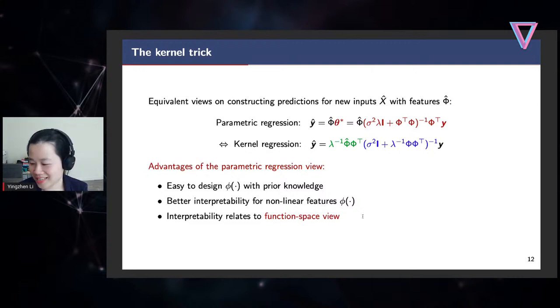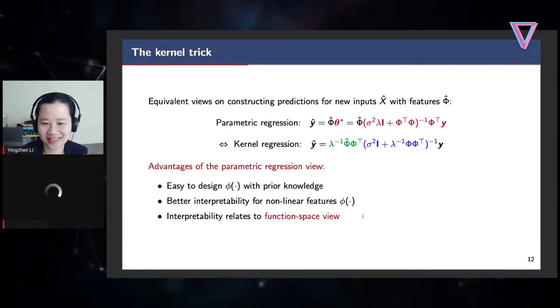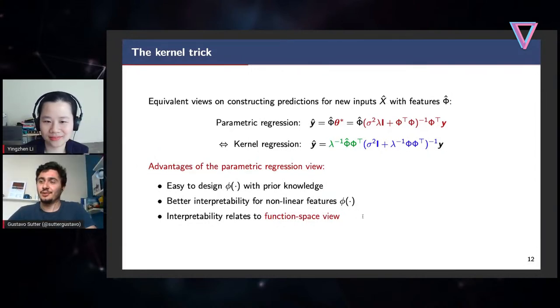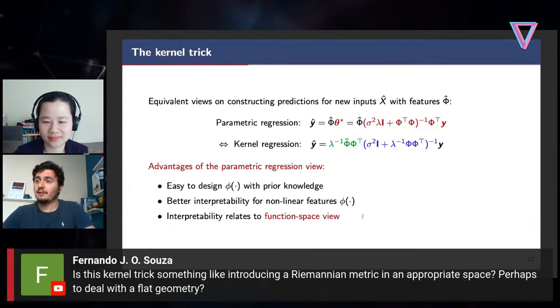Okay, so I guess I can also stop again to answer the questions. Okay, great. Two questions arrived. The first question is the following. Is this kernel trick something like introducing a Riemannian metric in an appropriate space, perhaps to deal with flat geometry?